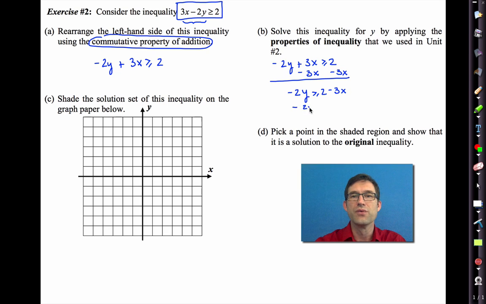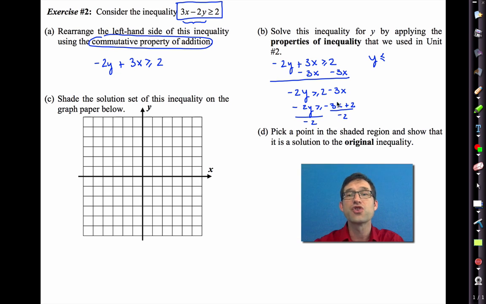Now I'm going to use the commutative property to rewrite this as negative 3x plus 2. I will then divide both sides of the inequality by negative 2. But now we have the most important property of inequality. When we divide or multiply by a negative, we must change the inequality symbol or the inequality will become false.